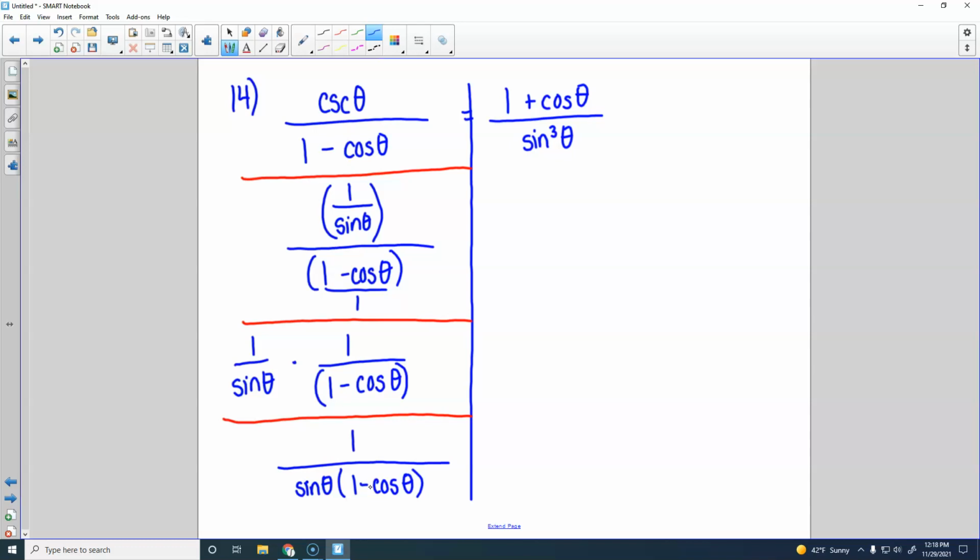But I don't know what else to do with that, and it doesn't match the other side. So this is going to be another one where we need to do some work on both sides. Anybody have an idea of what we could do with that sine cubed? Because I know I've got to get rid of that sine cubed somehow.